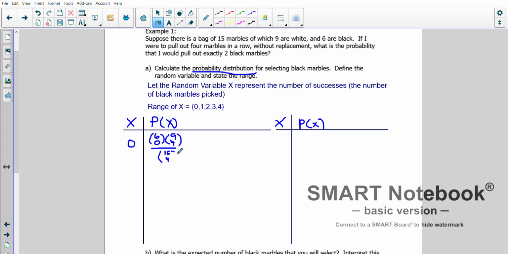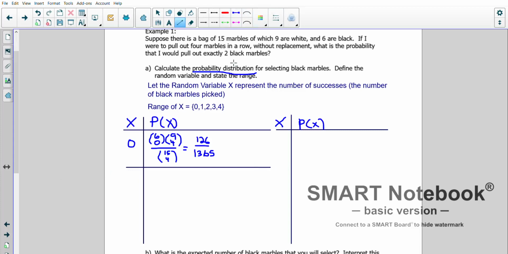I've already taken the liberty of doing these calculations. So if I look down here, it should be 126 over 1365. That is the probability you'll pick 0 black marbles, approximately 9%. So what I have to do now is do this for all the possible outcomes. Again, it can get pretty tedious.